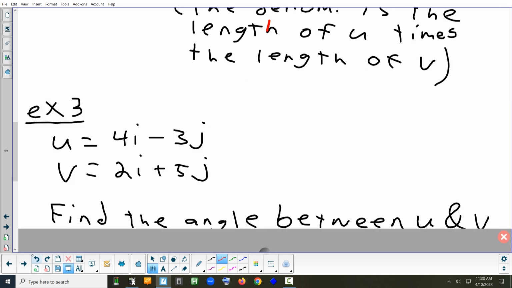So here are your two vectors. I want to find the angle between them. Let's sketch them and see roughly what we think the angle is. Let's find it, and then see if it matches what we think.